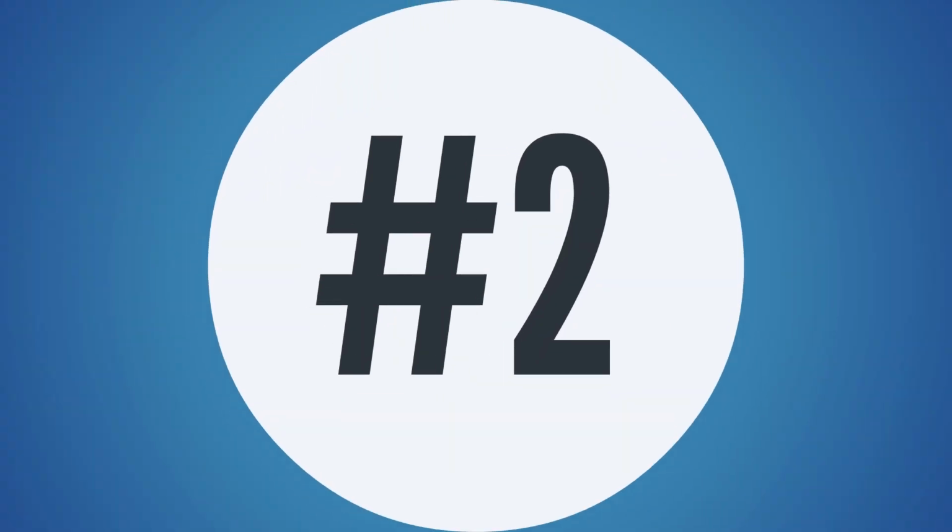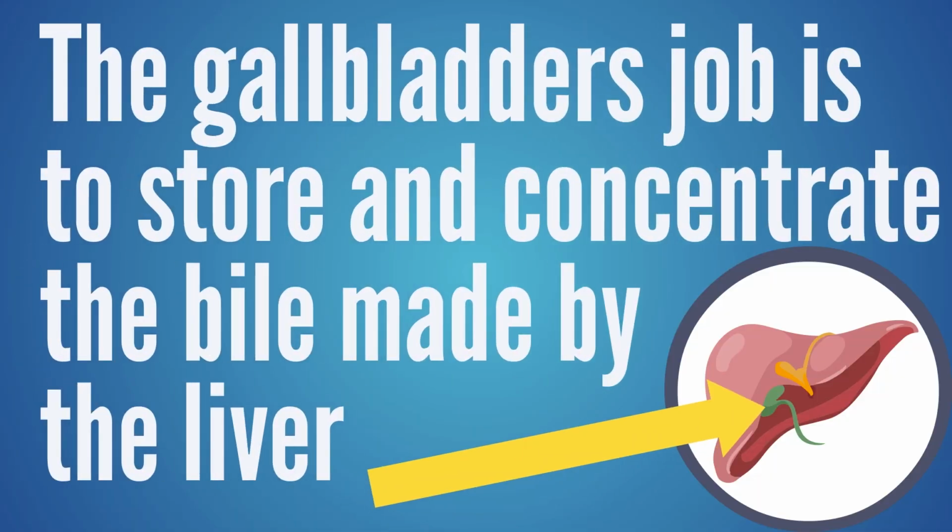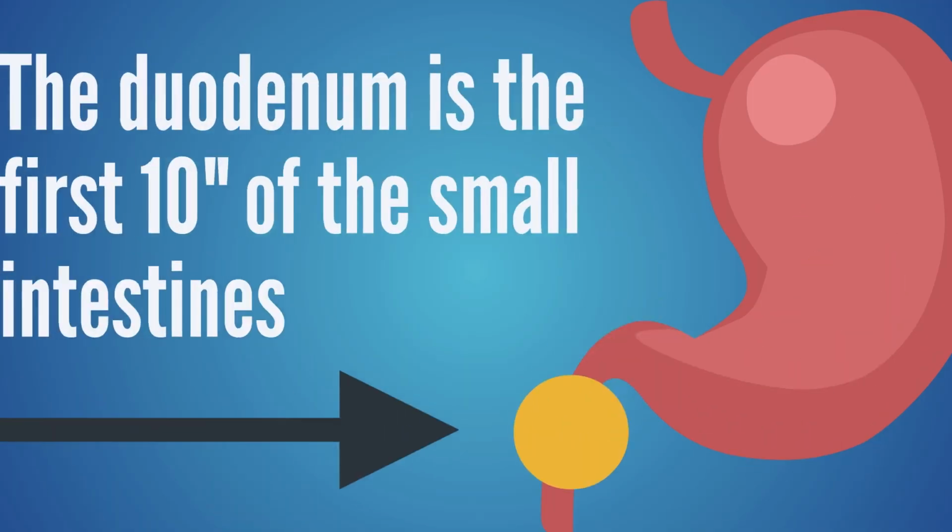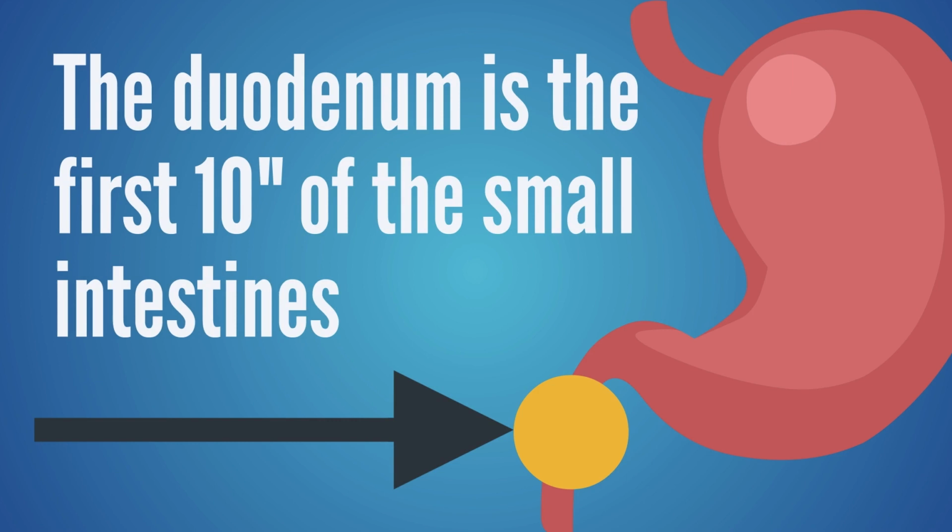Cause number 2 is poor bile flow. Bile is this soapy substance that's made by our liver, and then it's stored in the gallbladder. And the gallbladder's job is to store and concentrate that bile. So then once that acidic food leaves the stomach and goes into the duodenum, which is the first 10 inches of the small intestine, that's when the gallbladder will squirt this alkaline bile down to help neutralize those acids.